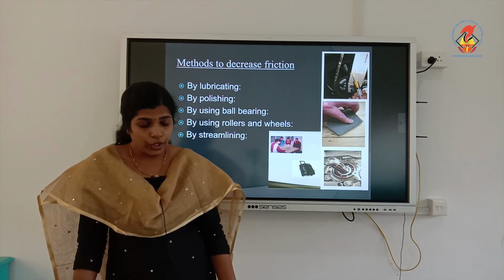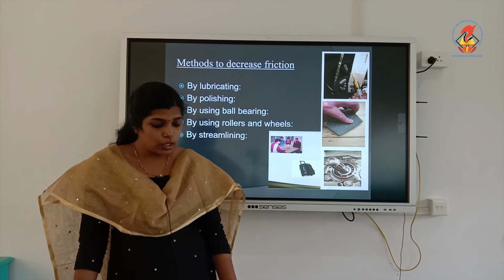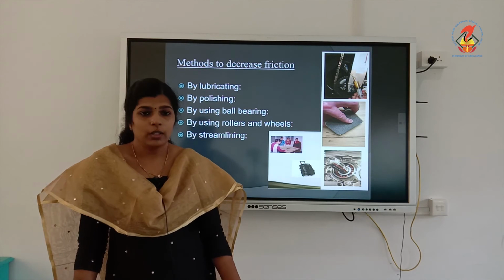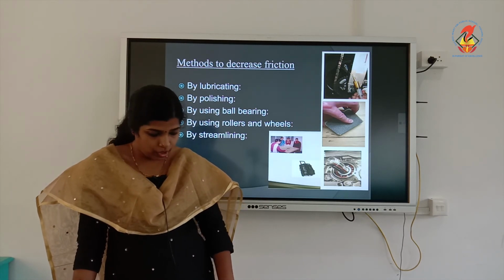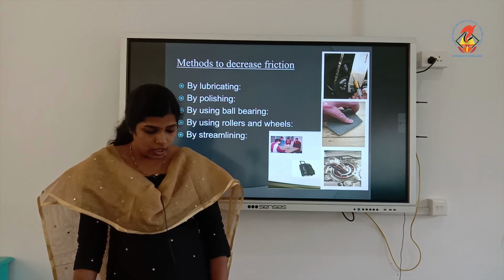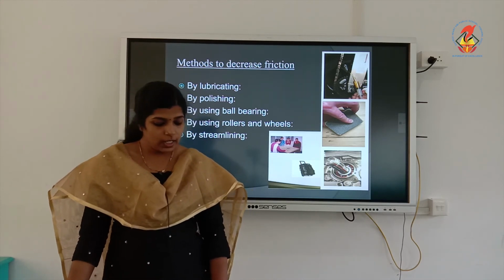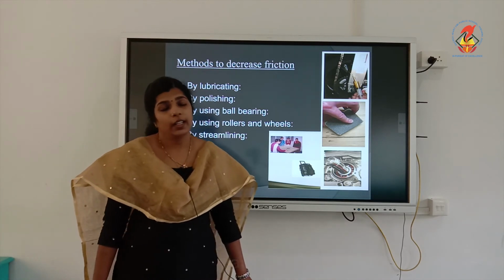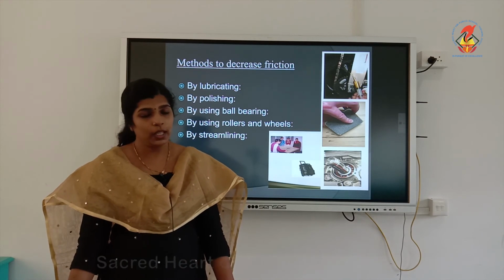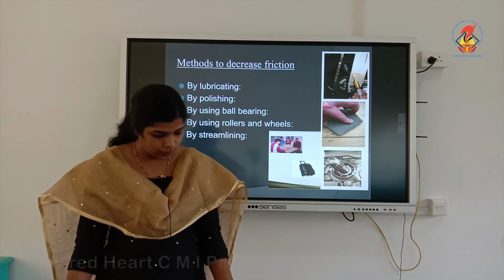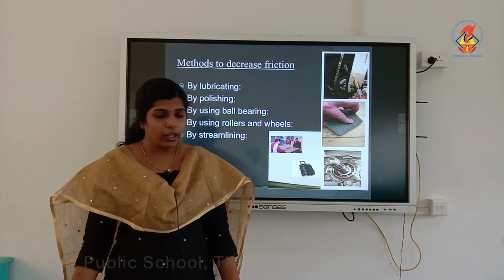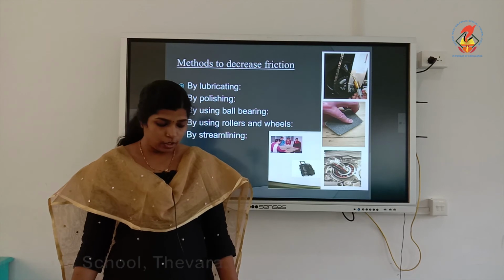Rolling friction means when an object rolls over the surface of another, the resistance to its motion is known as rolling friction. Rolling reduces friction. It is always easier to roll an object than to slide an object. That's the reason why it is convenient to pull luggage fitted with rollers.